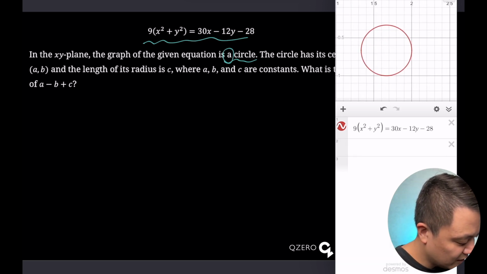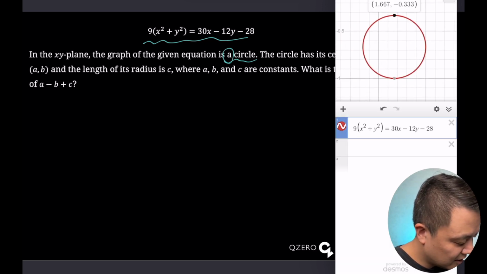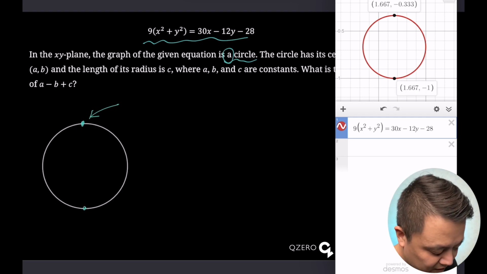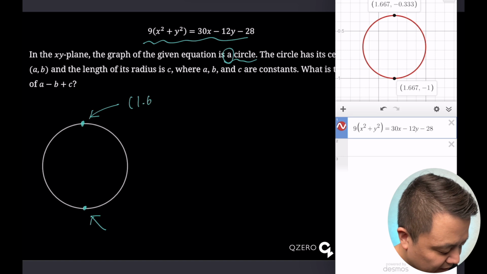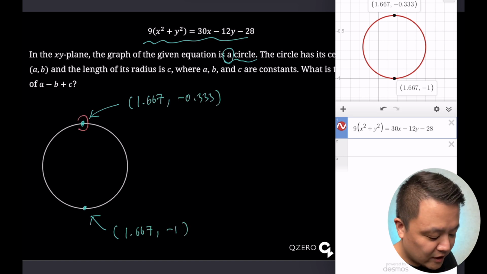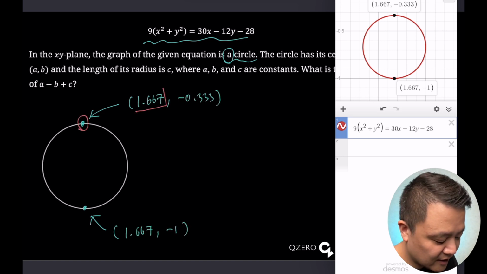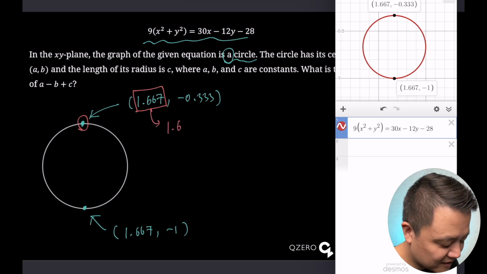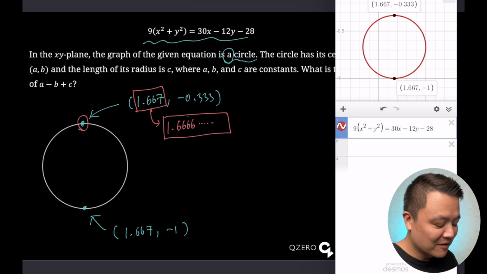Let me zoom in. If you click somewhere on top and bottom, you can find the values of the coordinates of those 2 points. But we have a problem here. The x coordinate of this point on top is not equal to 1.667. It's actually 1.66666 and so on. It has infinitely many sixes in there.